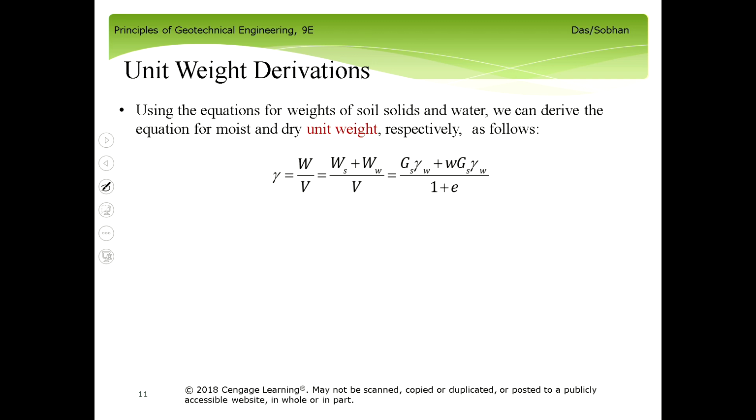Let's see these derivations. Use the equation for weight of soil, solids, and water. We can derive equations for moisture and dry unit weight respectively as follows. These are just some relationships we derive from those very basic previous relationships.